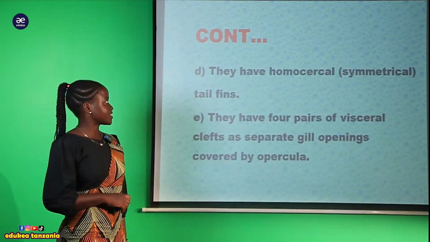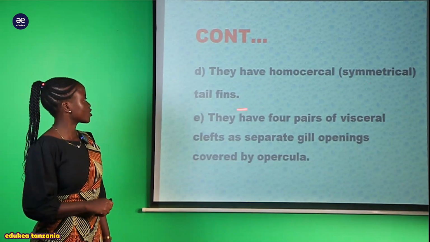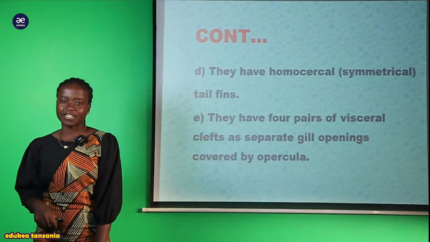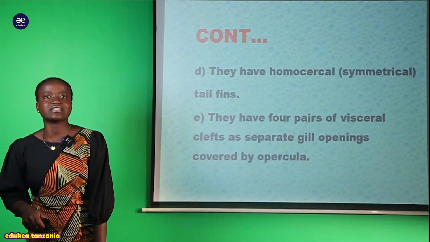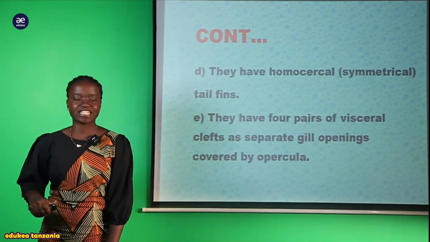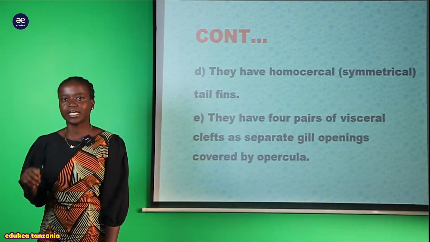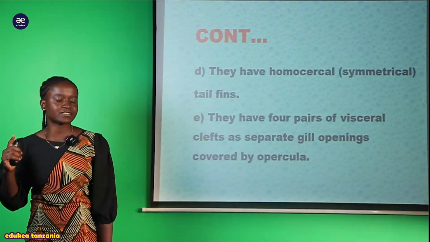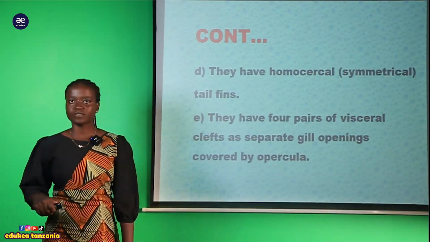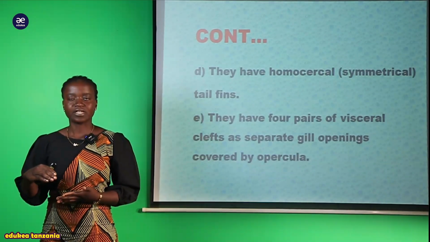And another characteristic that this organism possesses is a homocercal, that is symmetrical, tail fin. Now you can differentiate between the class Chondrichthyes and the class Osteichthyes. Because in Chondrichthyes, we are saying that they possess a heterocercal tail. But this organism, that is Osteichthyes, the bony fish, only has a homocercal tail, meaning that the fins found within their body are the same.